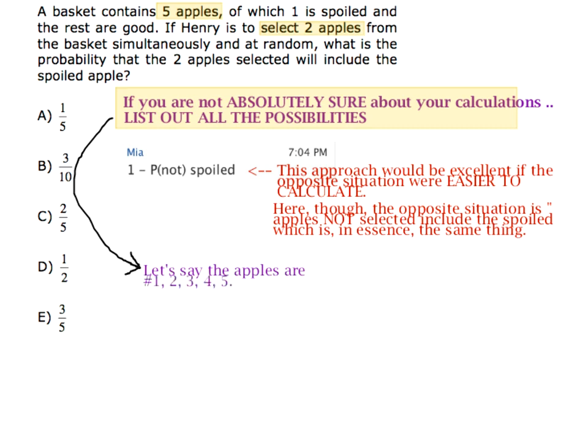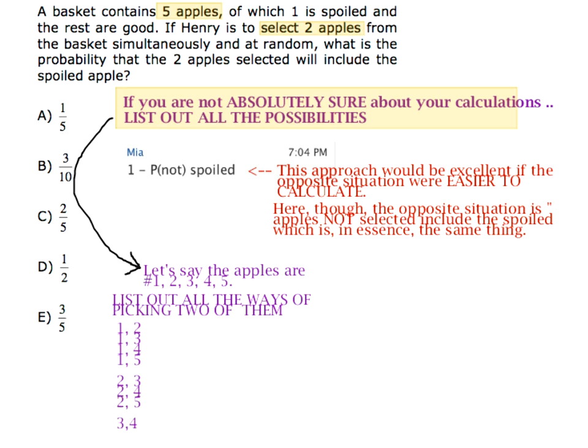So you want to list out all the ways of picking 2 of them. Okay, well that's not very hard. You can have 1 and 2, you can have 1 and 3, you can have 1 and 4, you can have 1 and 5. You can also have 2 and 3, 2 and 4, 2 and 5. You can also have 3 and 4, you can have 3 and 5. And you could finally have 4 and 5.